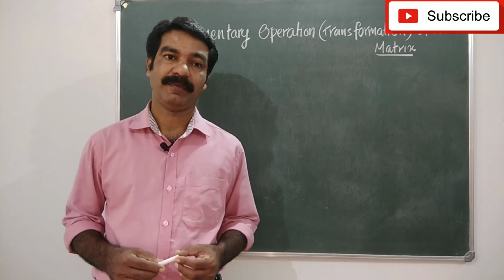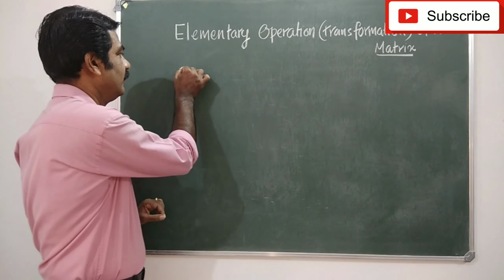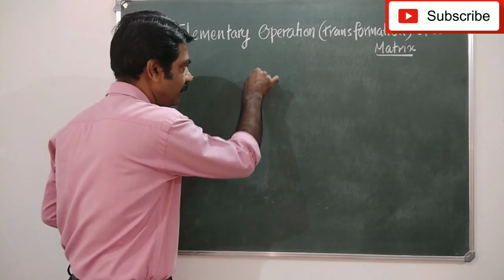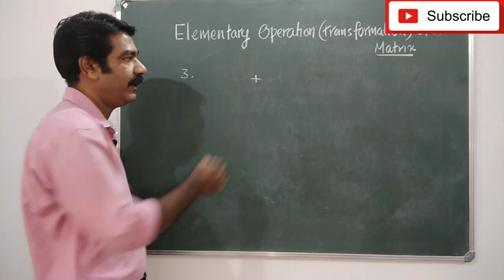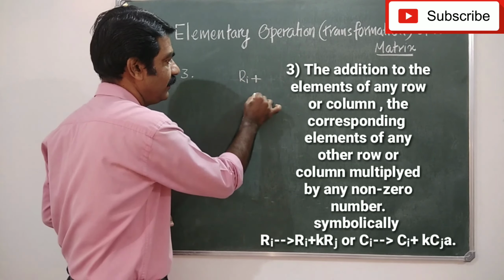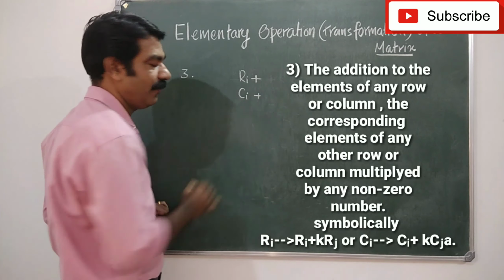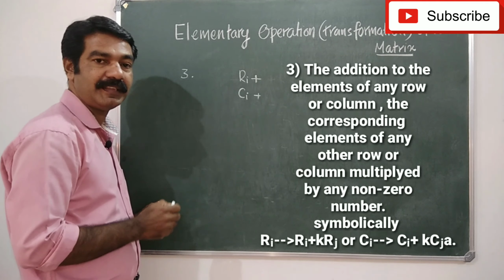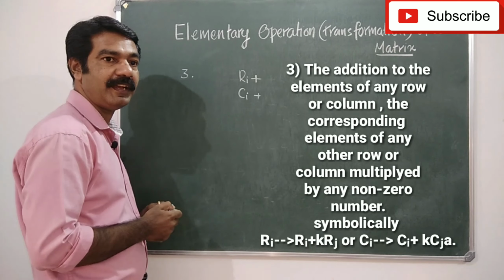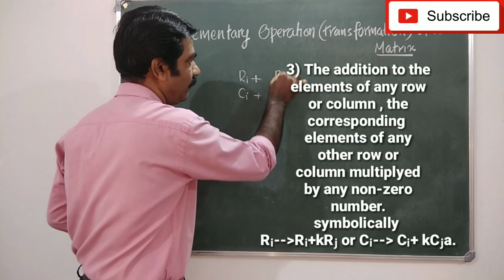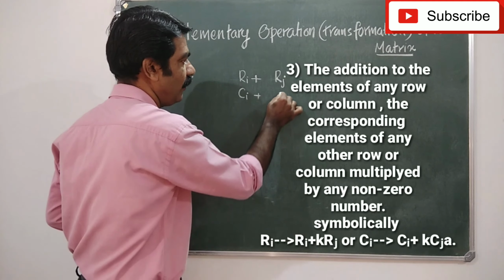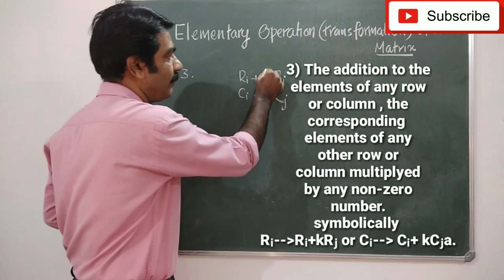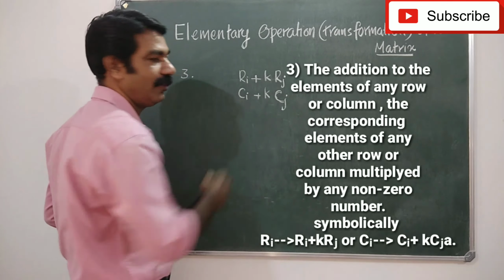Now the third operation. What is the third operation? The addition to the elements of any row or column, the corresponding elements of any other row or column multiplied by a non-zero number.